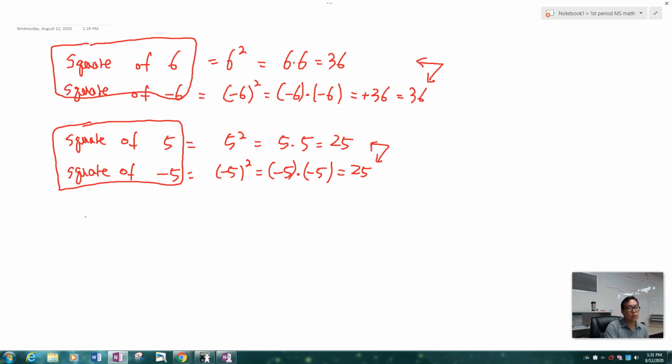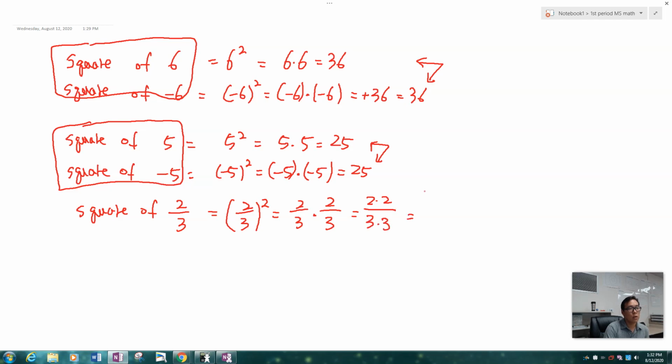And there was another one with the fraction problem. So I have a square of 2 over 3. That means 2 over 3 squared. That means 2 over 3 times 2 over 3. When you multiply fractions, remember you multiply numerators together and denominators together. So I have 2 times 2 over 3 times 3, which is 4 over 9. Right. So let's go another one.